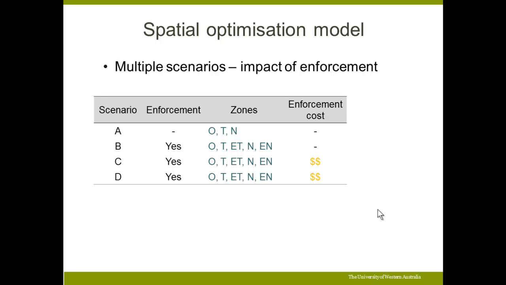In our scenario C, we say that the benefits of enforcement are there. The model can allocate cells to the open access, turf, no-take, and enforced no-take zones, but we assume that you have to pay for it, so that enforcement comes at a cost. Our final scenario D is the exact same as C, except that we've constrained it to the existing management in the study area, and I'll come back to this.